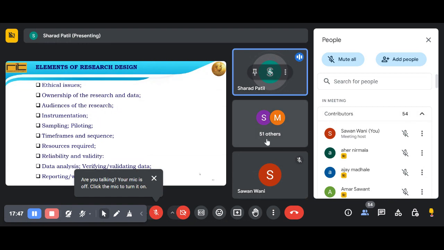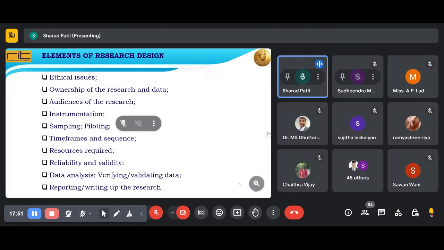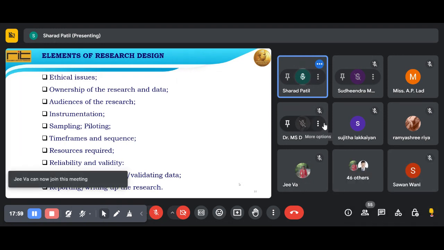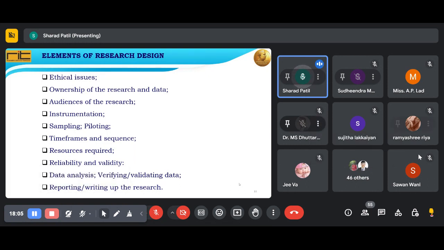Next are elements that are coming ahead nowadays, the ethical issues. That is in terms of plagiarism, copying of material, and use of the different tools you are going to use. Whenever you cite any research document, you have to cite it properly. Whatever ethical issues there are should also be taken into account.